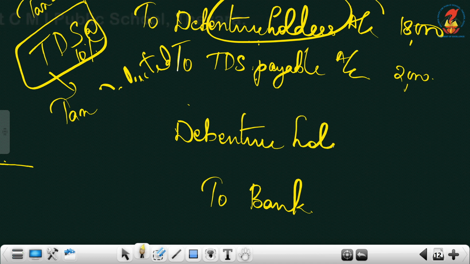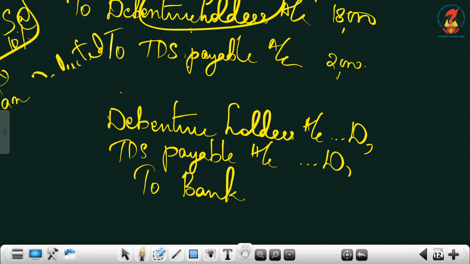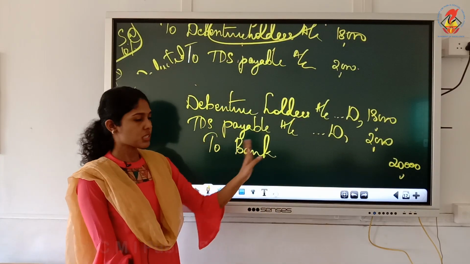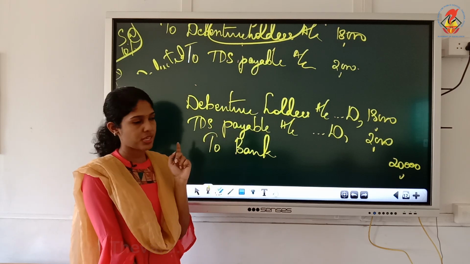Debenture holders account debtor, TDS payable account debtor, to cash or bank. That is 18,000, 2,000 and 20,000. It means debenture holders will be given 18,000, TDS payable 2,000, and the total you will write as 20,000. Did you understand how to write the amounts? Take the same amounts from the previous entry.